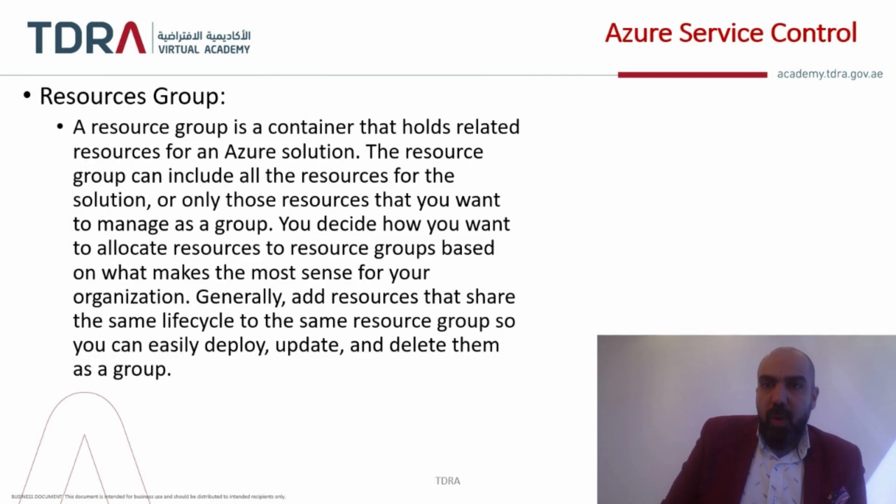When we come to Azure service control, we'll talk about the resource group. What is a resource group? It is a container that holds related resources of an Azure solution. The resource group can include all the resources for the solution, or only those resources that you want to manage as a group. You decide how to allocate resources to resource groups based on what makes the most sense for your organization. Generally, add resources that share the same life cycle to the same resource group so you can easily deploy, update, and delete them as a group.